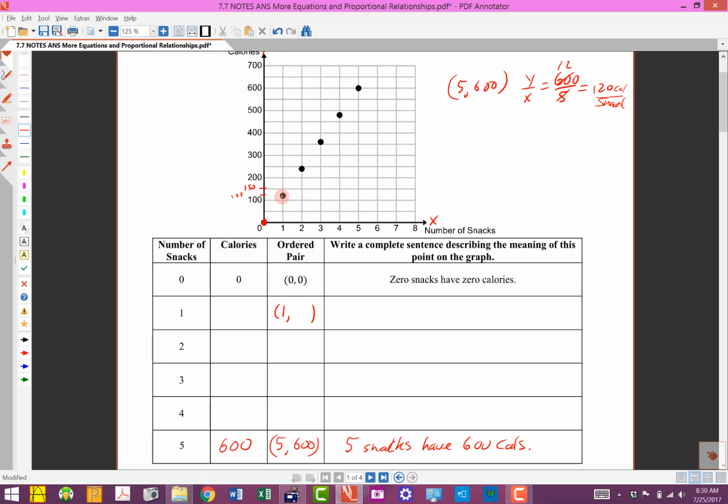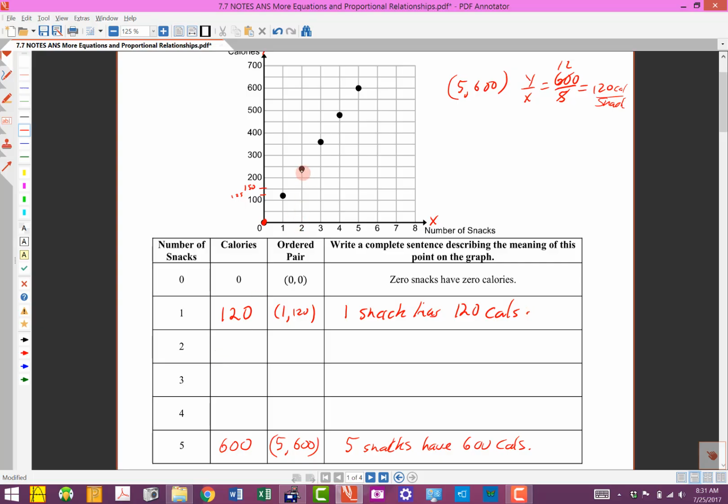So we said this was a little less than 125, so that looks pretty good. Let's call that 120. So this would be 120 right here. So 1 comma 120, we'll fill that in. And again, what this means is, because x is the number of snacks and y is the number of calories, we're going to say 1 snack has 120 calories.